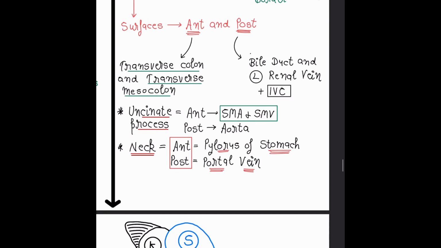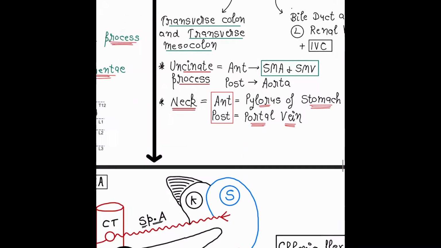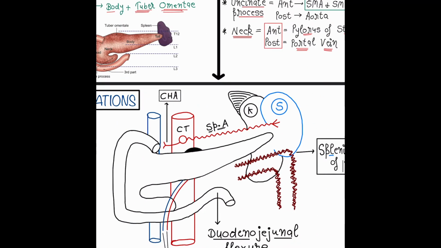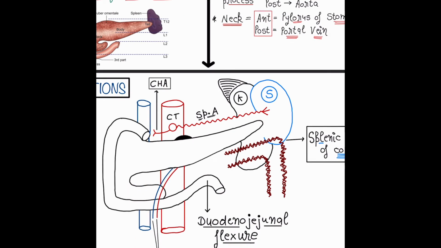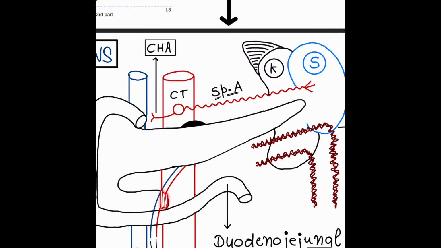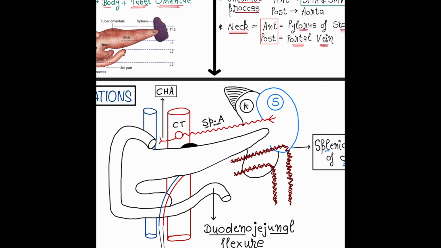Now, if we talk in detail about the uncinate process and its relations, basically, it has a double relation, right? Anteriorly, it has the superior mesenteric artery and superior mesenteric vein, and posteriorly, the major blood vessel that lies there is the aorta. Okay, so this is the uncinate process here. Anteriorly, you have the superior mesenteric artery and the vein, and on the posterior side, sorry, but this diagram is a bit out of proportion here. Actually, the aorta should be a bit here. That's how it will lie on the posterior side of the uncinate process.